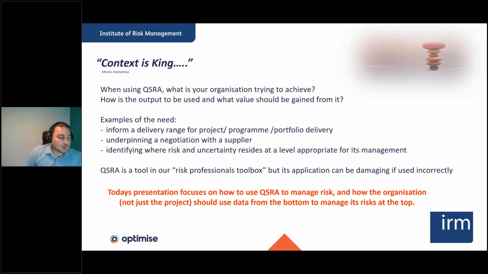So today's presentation, I'm going to focus mainly on how we use QSRA to manage risk and how the organisation, and not just projects, should be using the data from the bottom to manage risk at the top. Some of the stuff around, the earlier examples around informing the delivery ranges, again, there may be better tools to use, dependent on where you're at in the maturity of a project or a program or a portfolio or even an enterprise. In early phases when there's lots of unknowns, you might choose to use benchmarking data. You might use something like reference class forecasting. They may be more appropriate at that time. As we get better data, better understanding of inputs, we may transition to QSRA or QRA approach.